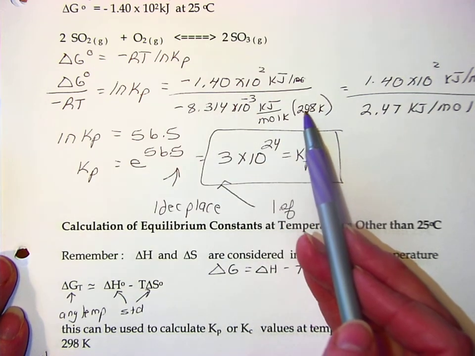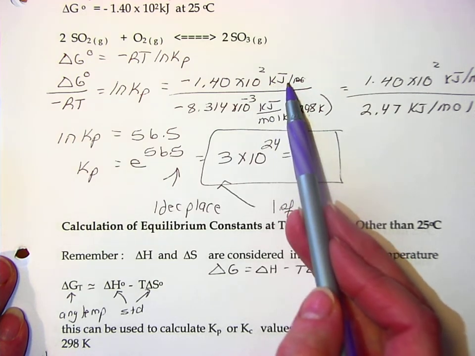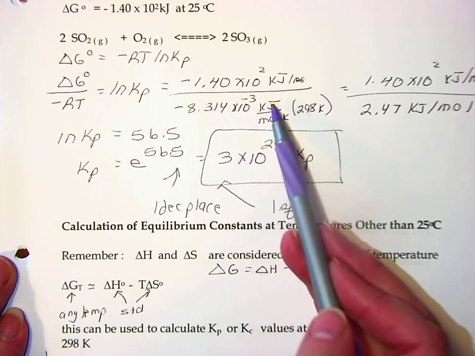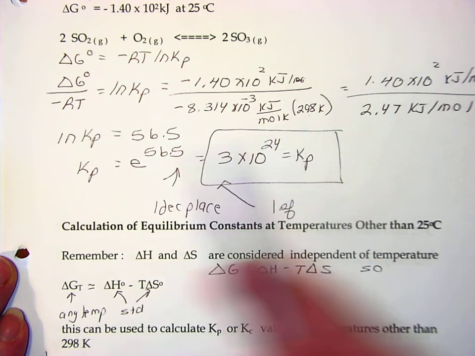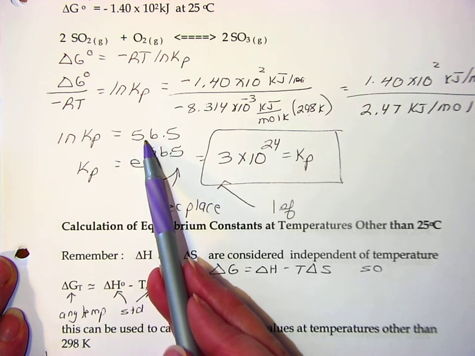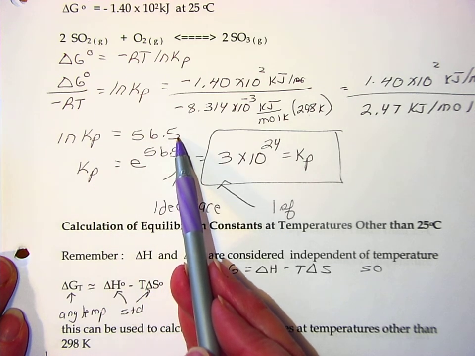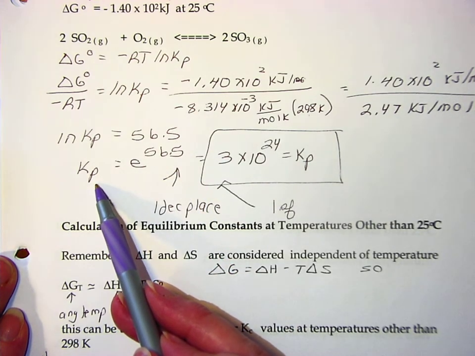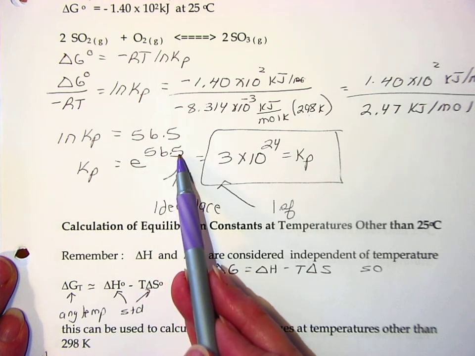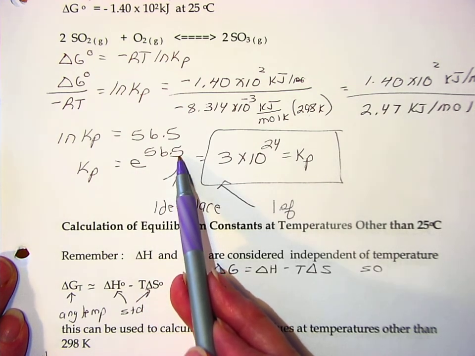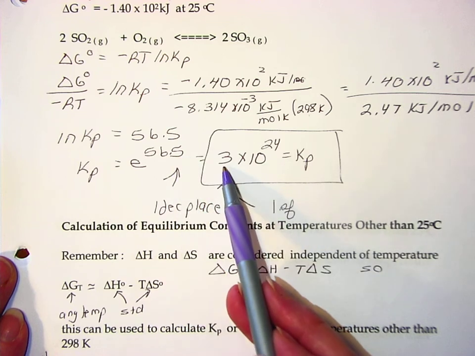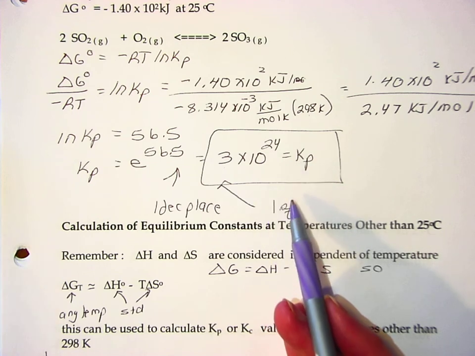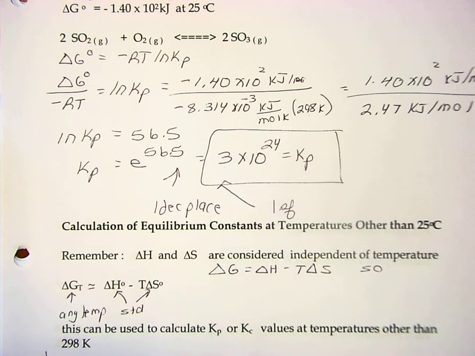We do have to think about the units because I have kilojoules here, and 8.314 is in joules, so it's times 10 to the negative third kilojoules per mole Kelvin. So the natural log of K sub P is equal to 56.5. I keep 3 significant figures. Now, taking the antilog or exponentiating, K sub P is equal to e to the 56.5. I have 1 decimal place here, so I can only report 1 sig fig, and I get 3 times 10 to the 24th is equal to my K sub P. Okay, that's the end of this video.